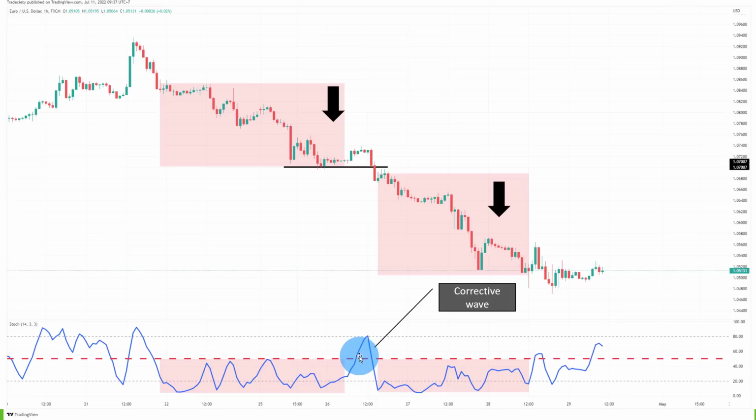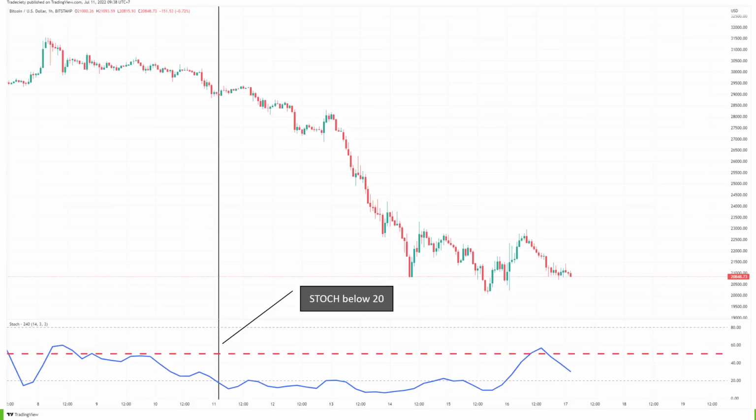Here we have our corrective wave. We briefly get above 50 and then we resume immediately back below 50. So this is the natural way of how a corrective wave usually looks on the stochastic. Very short move above 50 and then immediately back below 50 as the corrective wave is turning into the impulsive wave. And then you can see here the market and the stochastic is below 50. We get another strong trend push. So really fascinating indicator.